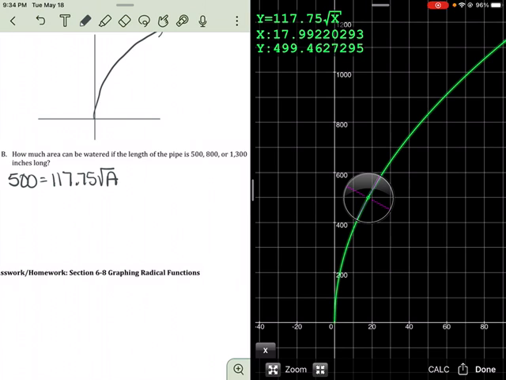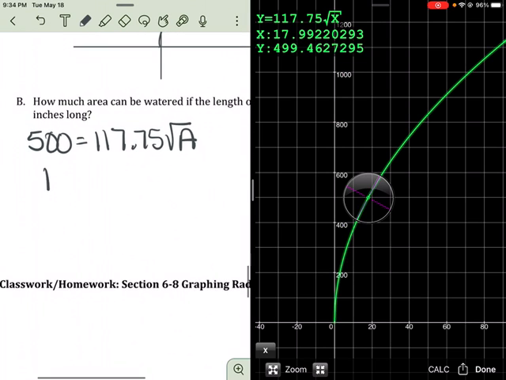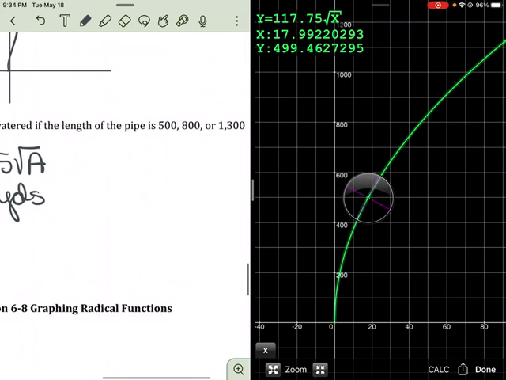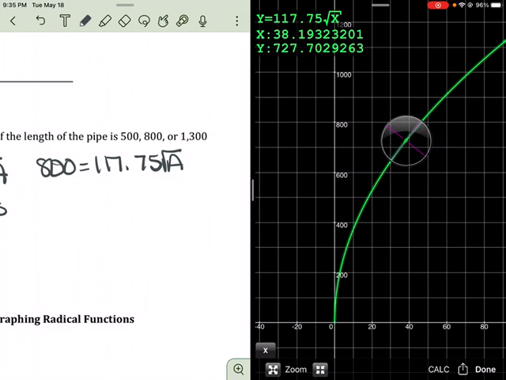So it looks about 18 square yards. So that's the x value. So now we're going to do 800 equals 117.75 square root of A. Okay, so now I'm going to move my cursor to 800 and look at the x value. All right, so it looks about 46 yards.